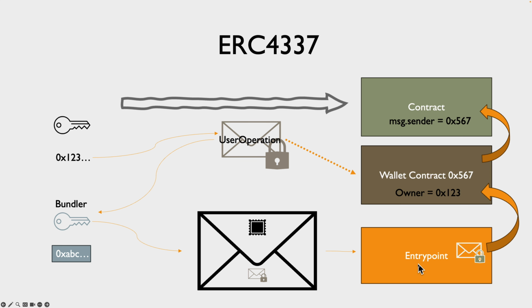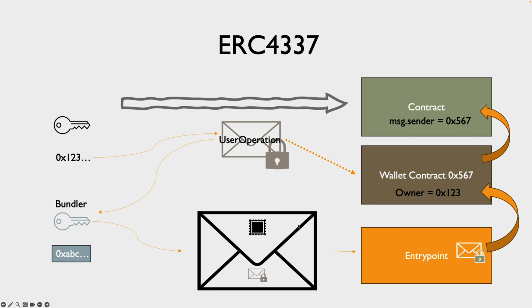But suffice to say, the entry point smart contract is calculating all the gas costs and is trying to refund the bundler for his services over here. And it either comes out of the wallet contract that is going to pay the entry point, which is going to pay the bundler, or it comes out of a Paymaster smart contract. But that's way too much for right now.